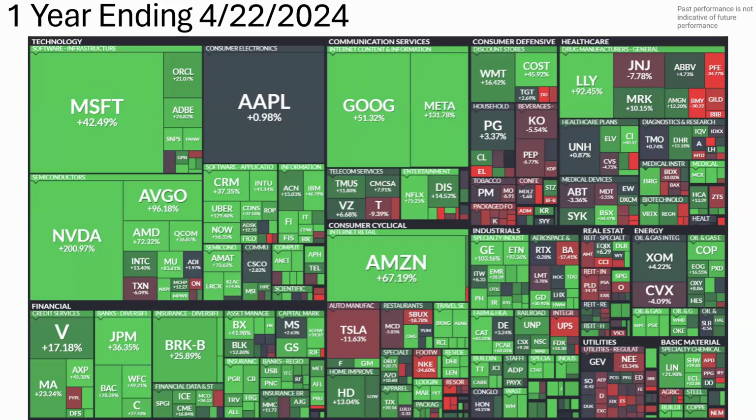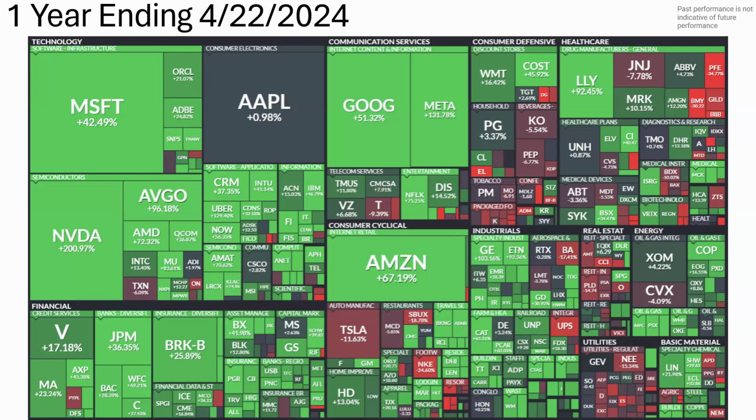These companies are the ones that a lot of investors are focused on, because this chart is representative of what their performance has been over the last year. Look at Microsoft up 42%. Look at NVIDIA up 200%. Look at Google up 51%. Amazon up 67%. These companies have absolutely dominated as far as returns over the last year.